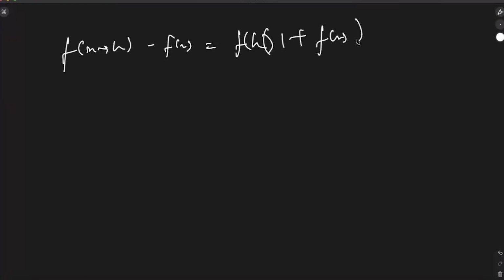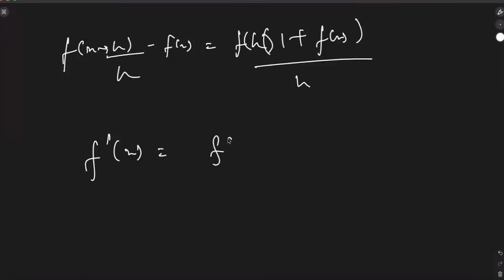So I'm starting the solution now. Okay. So f(x+h) minus f(x) will be equal to f(h)(1 + f(x)) due to the conditions that have been given to us. If I divide this whole term by h, then I can write this as f dash of x. And this is what? f(h) upon h into 1 plus f(x).